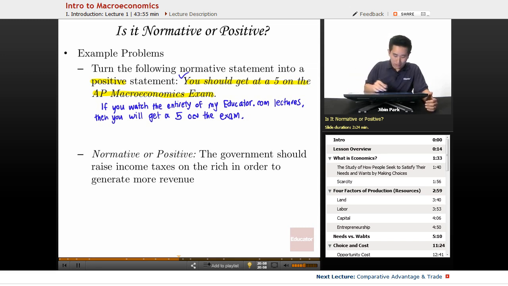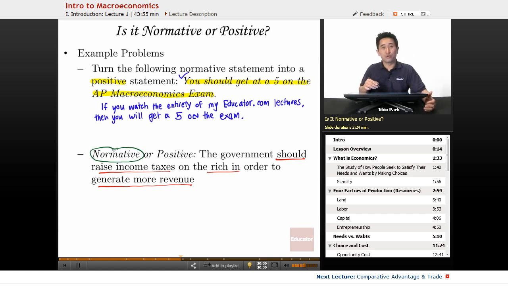All right, well, let's take a look at another example here. Is it normative or positive here? So let's deal with more of a macroeconomic issue here. The government should raise income taxes on the rich in order to generate more revenue. Again, as I said before, this is a very similar example, but this is definitely a normative.